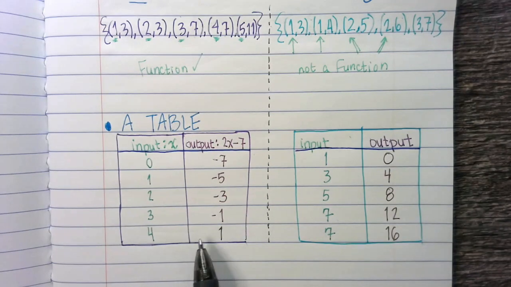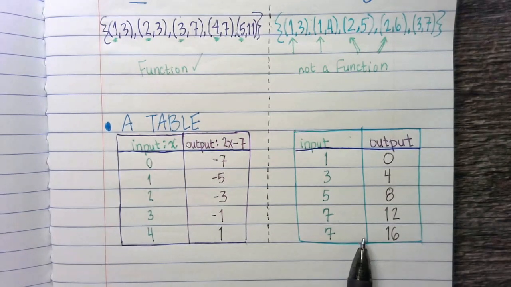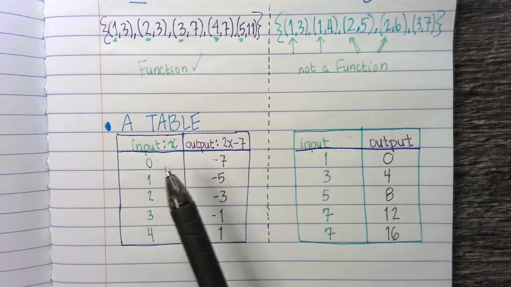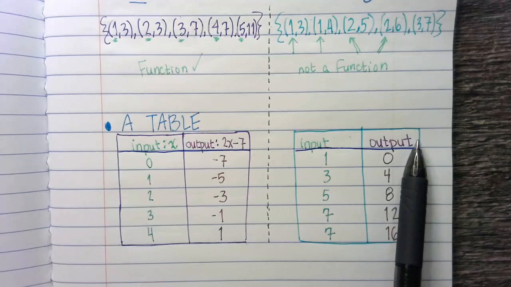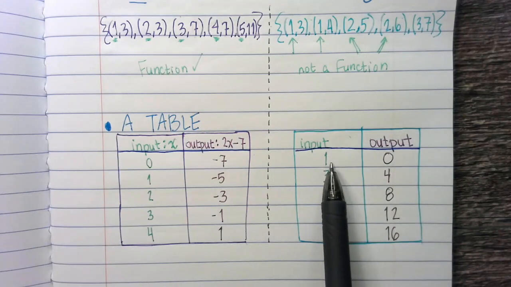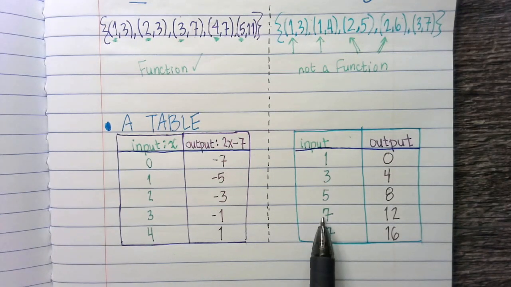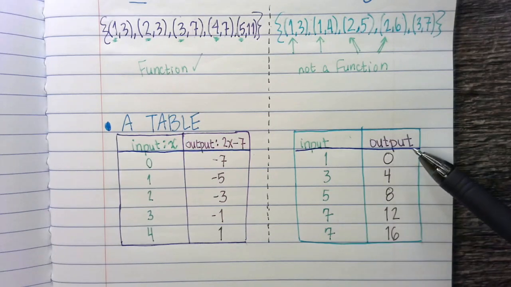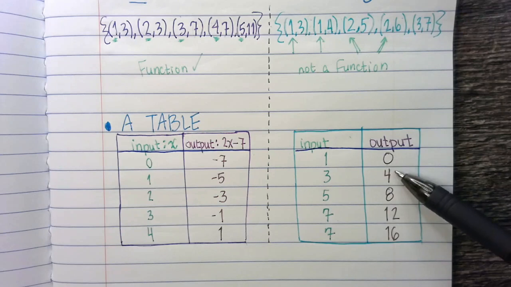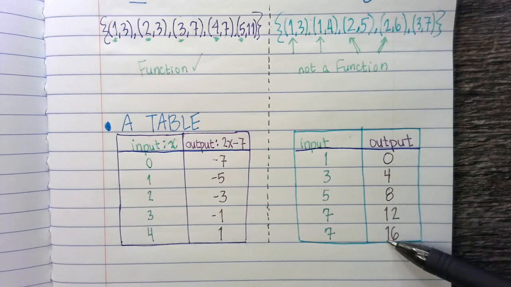But before we do commit to that answer, let's look over here and see if we can maybe spot something that establishes a difference. Again, we have our input and output. I know I didn't write x or 2x minus 7 or anything like that, but like I said, that's okay. For the inputs, we're using 1, 3, 5, 7, and 7 again. Well, when you're dealing with any type of relation, there's no reason why you can't use a number more than once. For our outputs, we get 0, 4, 8, 12, and 16.